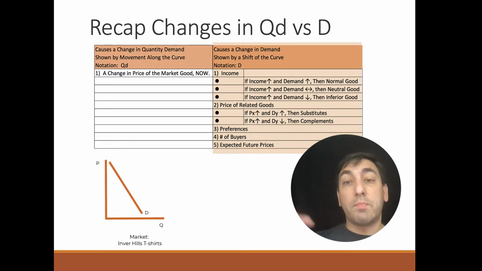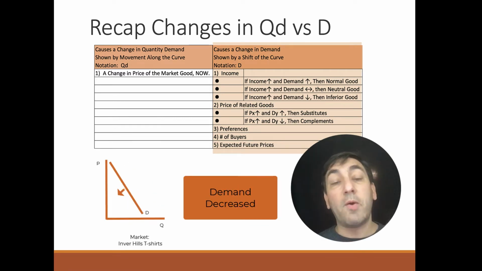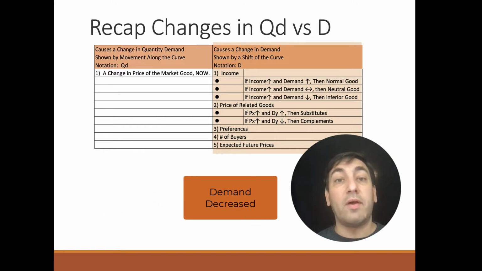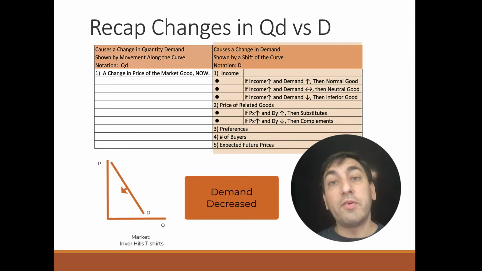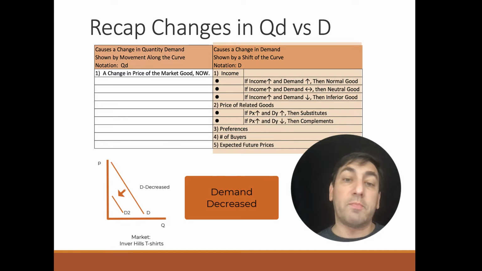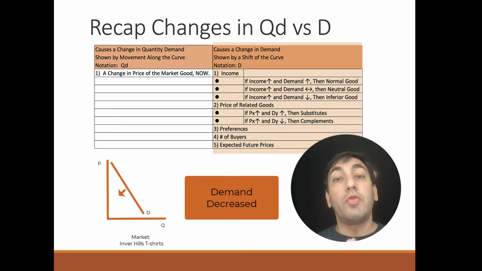We could also change the price of related goods. So we talked about substitutes, which was like Coke and Pepsi. And we talked about complements, which was like hot dogs and hot dog buns, or airfare and hotels. Those things were bought together. We talked about preferences. So things become more popular or less popular. We talked about the number of buyers. And we talked about the expectation of future prices. Those were all things that can cause the demand curve to increase or decrease.